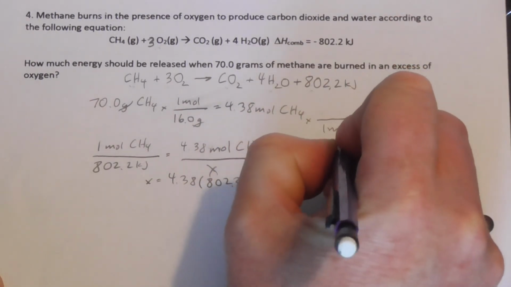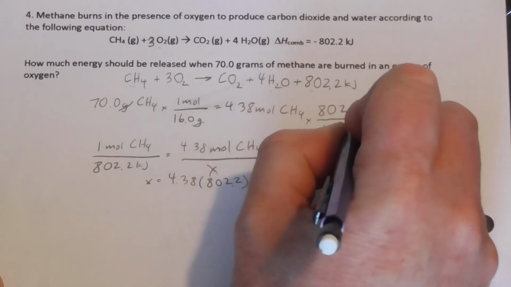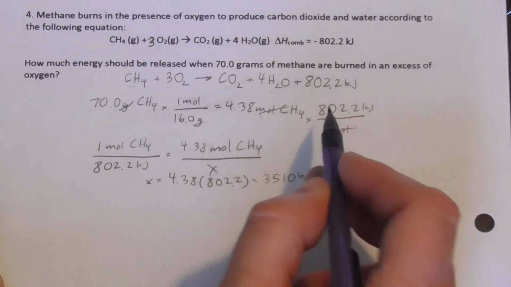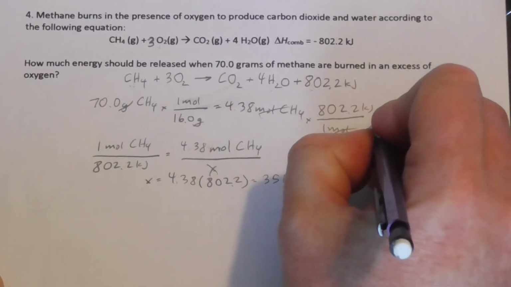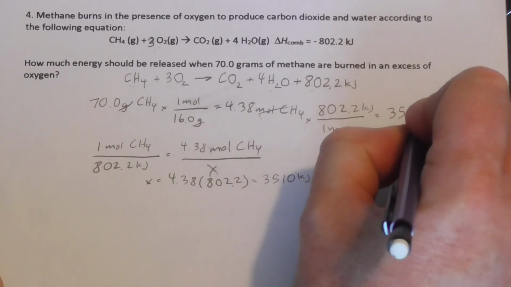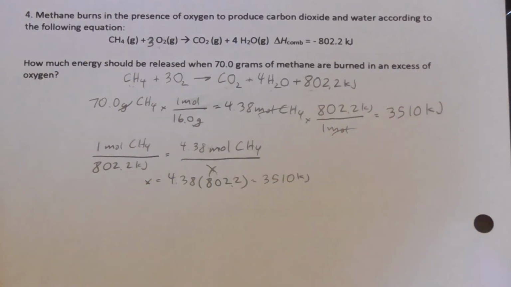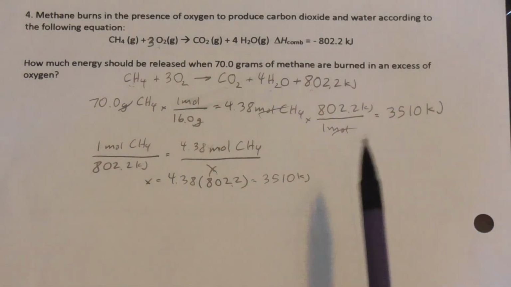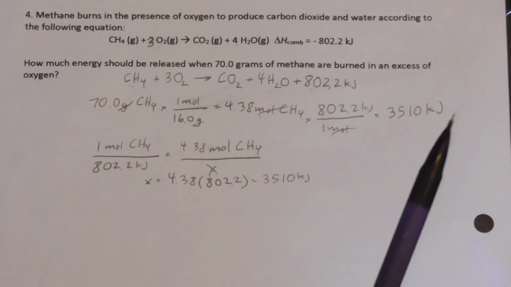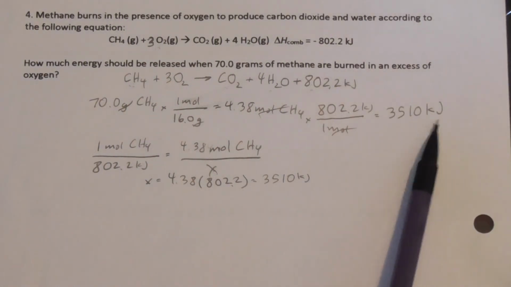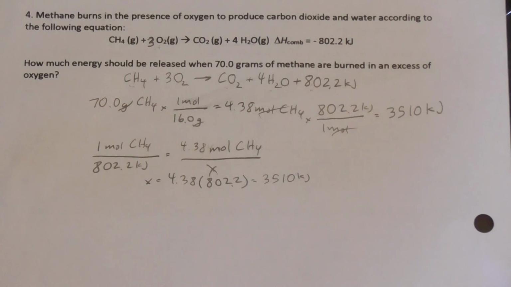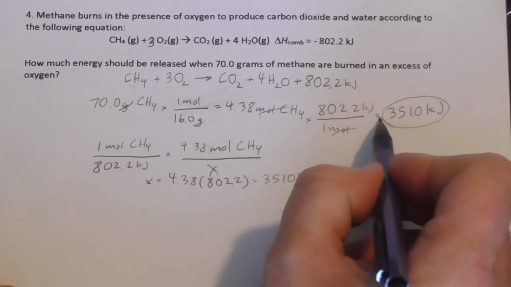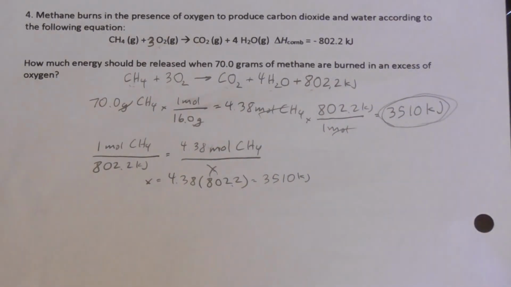Or I could take my number at the top and 1 mole would be 802.2 kilojoules. So my moles cancel out. 4.38 times 802.2, and surprise, surprise, it's 3,510 kilojoules. Now in stoichiometry, I would have to take those units and go back into moles. But energy is energy is energy. I have my units of energy already. So actually this thermochemistry problem is a little bit simpler. My answer, how much energy should be released, is 3,510 kilojoules of energy.